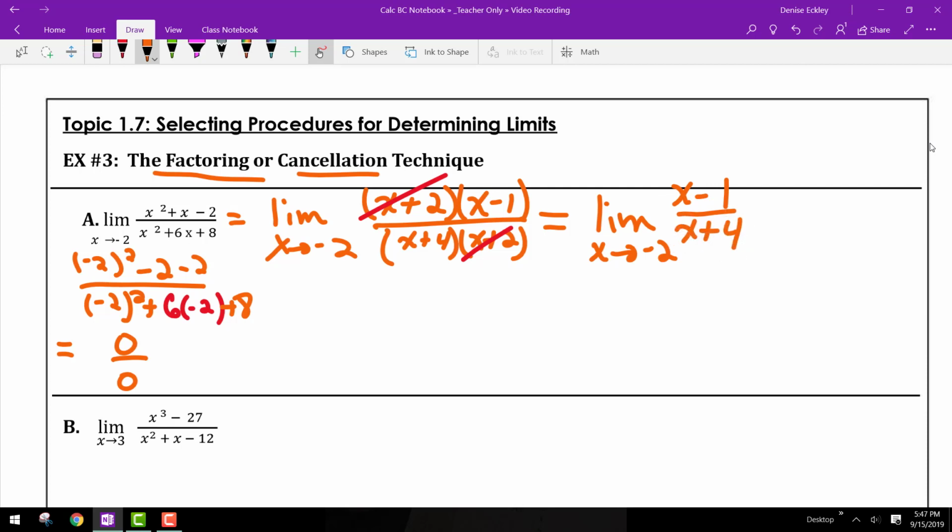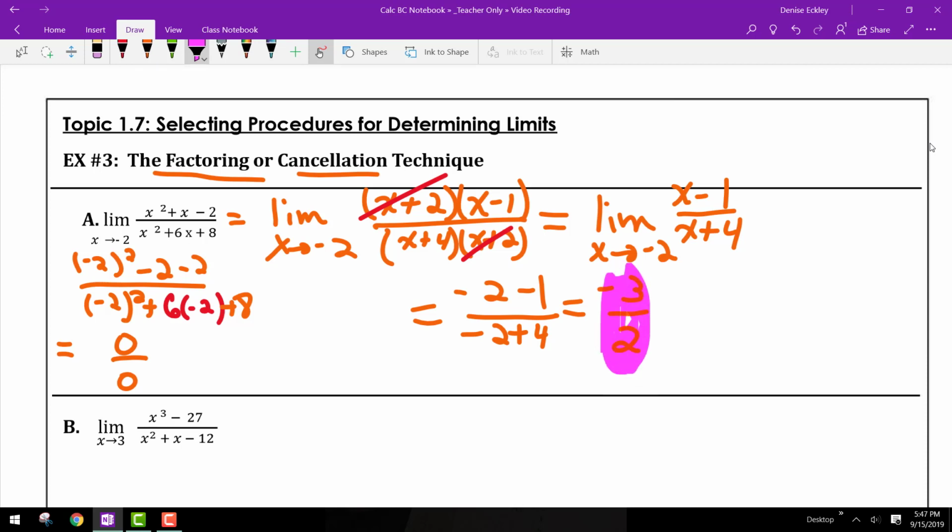So now I'm going to try direct substitution. So I have (-2 minus 1) over (-2 plus 4). So I get -3 over 2, and I am done.